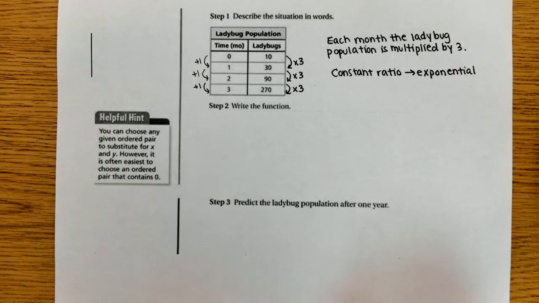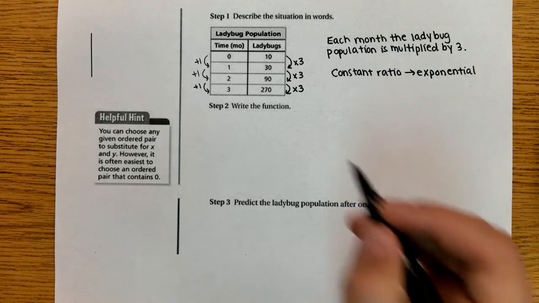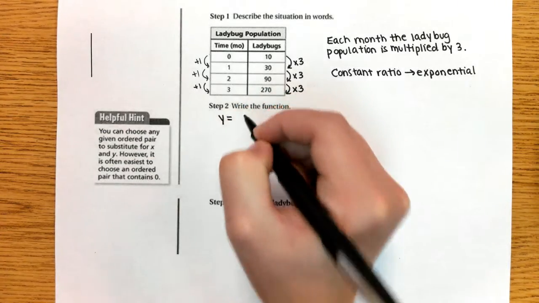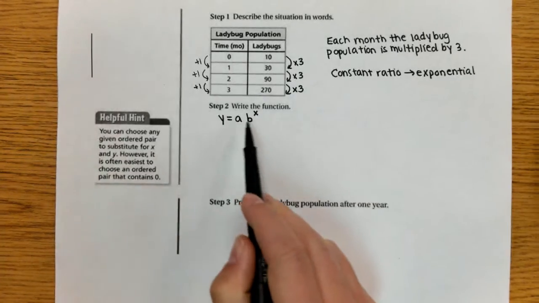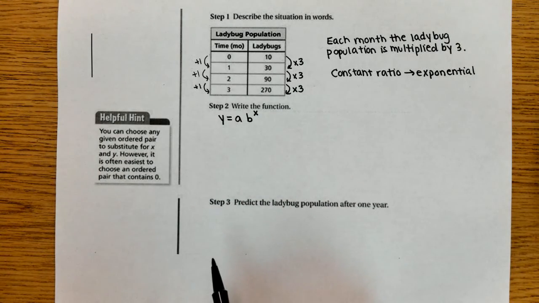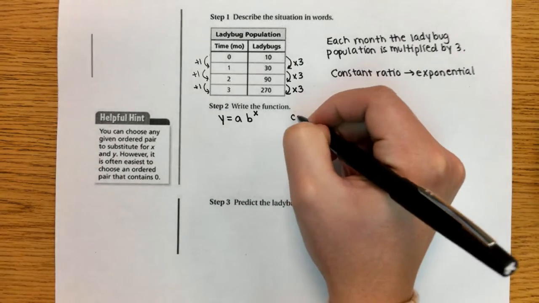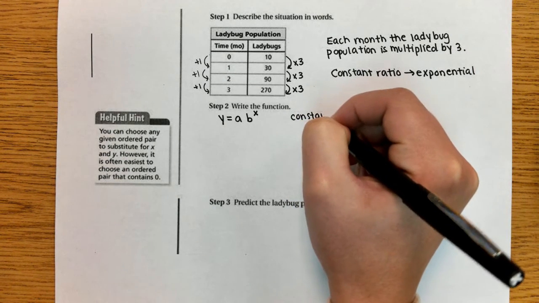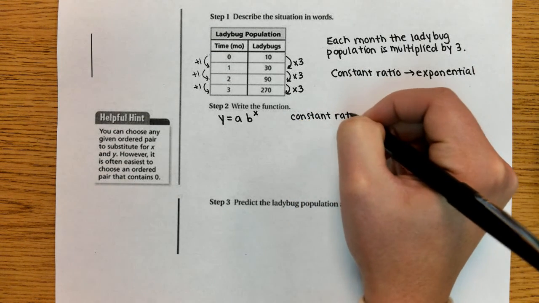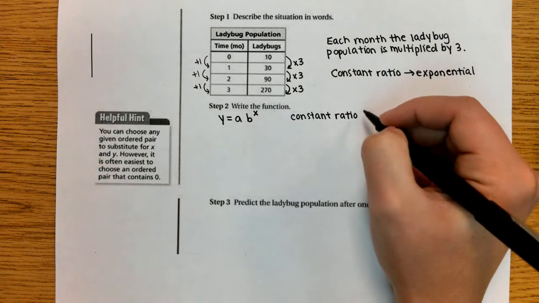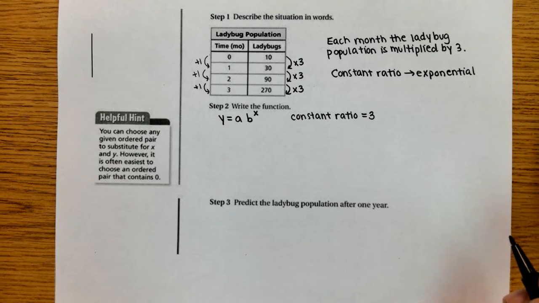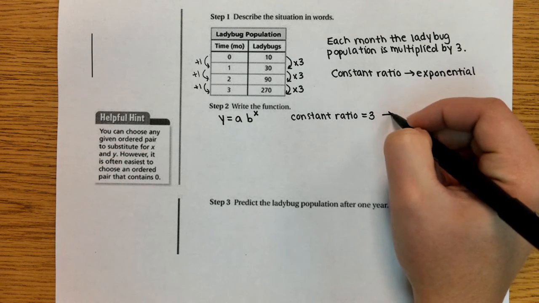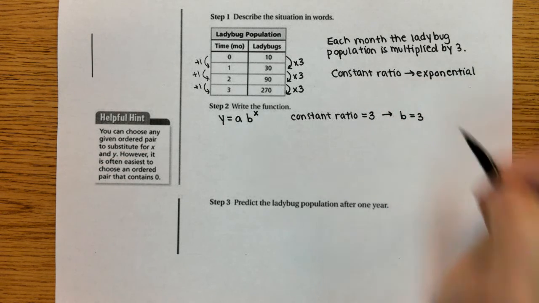So now we are going to write the function. Since we know that it is exponential, y equals ab to the x power. So we have to figure out what a and b are. So we have a constant ratio of 3. Okay, 3 over 1. So constant ratio equals 3. So in this case, that means b equals 3.